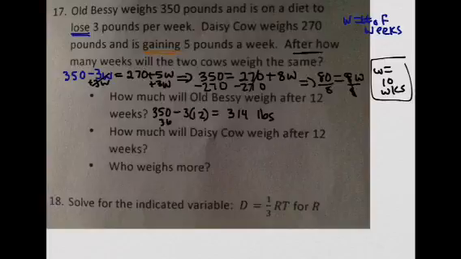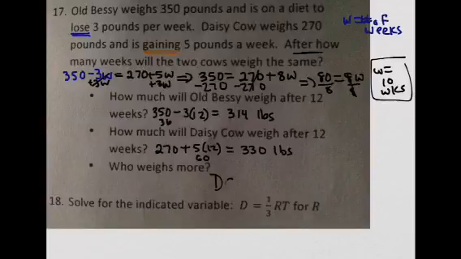How much would Daisy weigh after 12 weeks? Well, she's gaining, right? So 270 plus 5 times 12. 12 times 5 is 60. So 60 plus 270 is 330. Who weighs more? Daisy at 330.